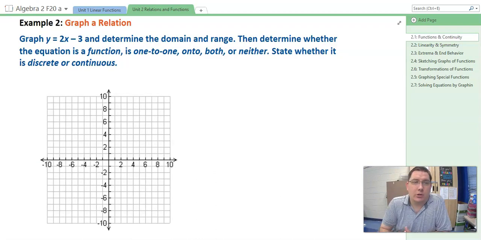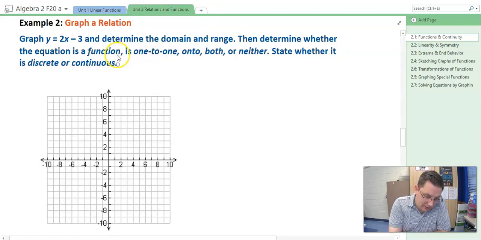So example 2, we want to graph this relation, determine the domain and range, and determine whether the equation is a function, and if it's a function, if it's one-to-one, onto, both, or neither. And then we also want to talk about discrete or continuous. Those are a couple terms we're going to define here in a second, and we'll determine that with this graph. And so first we want to graph y equals 2x minus 3. This is in slope-intercept form.